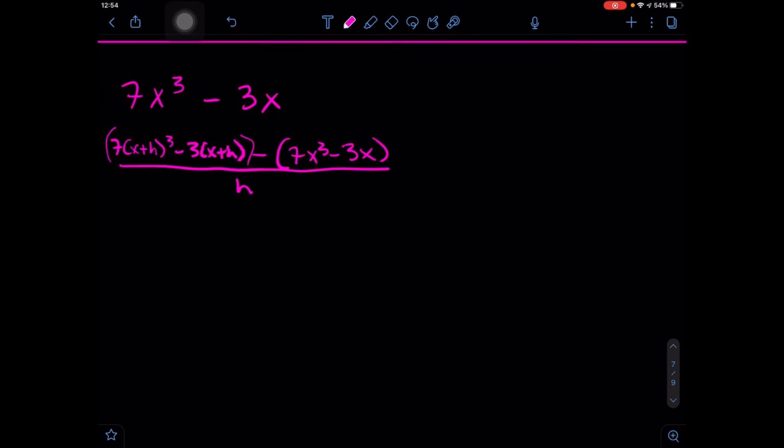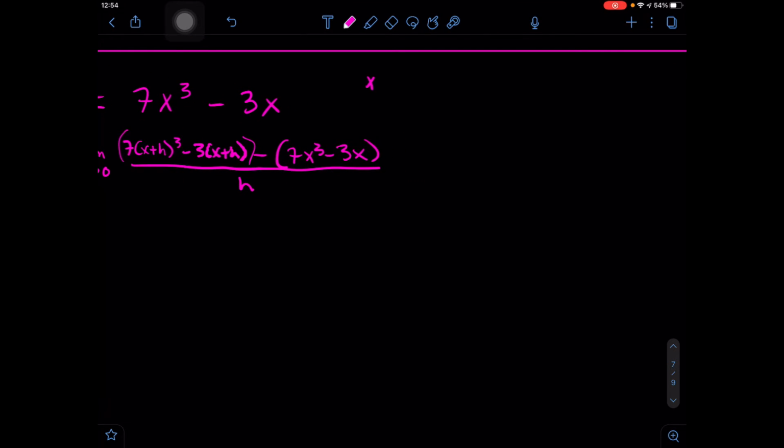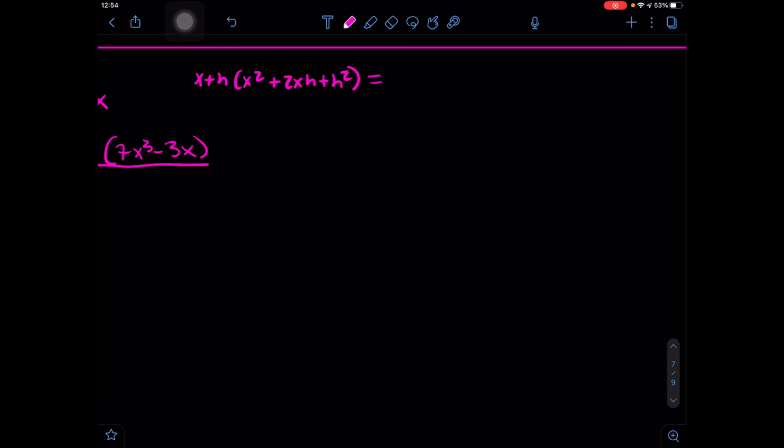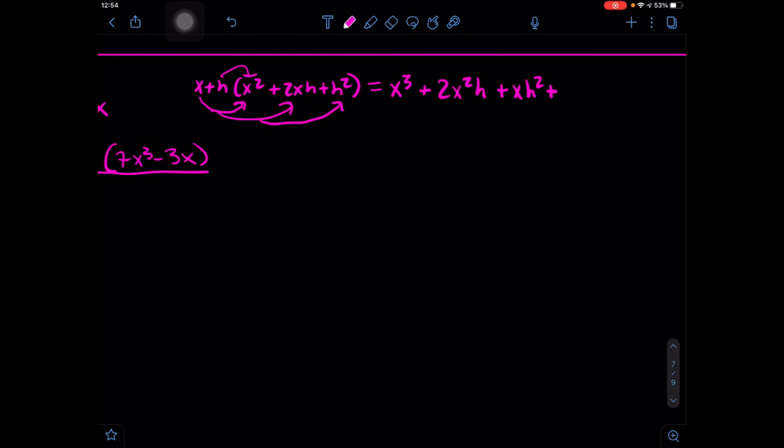So if we multiply out (x plus h) cubed, we get (x plus h) times (x squared plus 2xh plus h squared), which is going to give you, if you FOIL it out, x cubed plus 2x squared h plus xh squared plus x squared h plus 2xh squared plus h cubed finally.